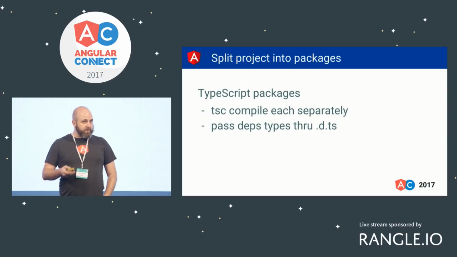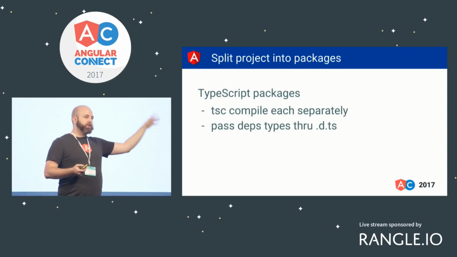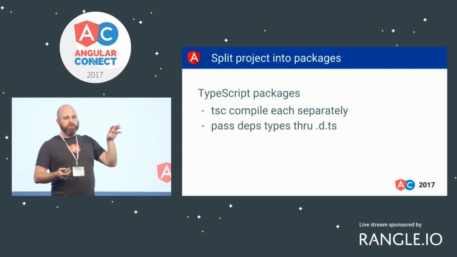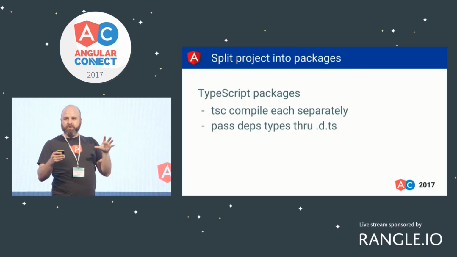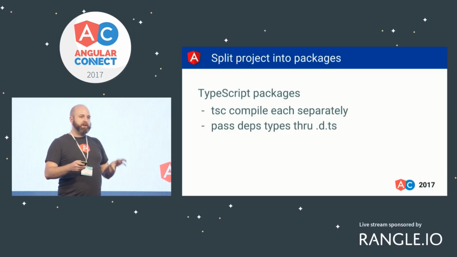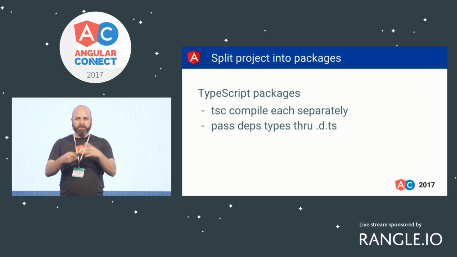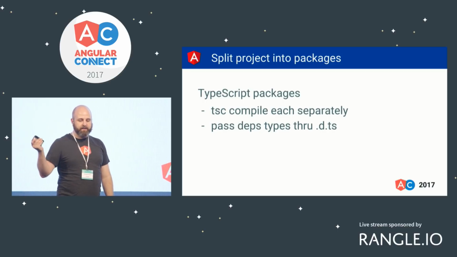So we define TypeScript packages. Each package gets compiled separately, so the TypeScript compiler will execute on each package. All the dependent packages will just receive the .d.ts files, which describe the type shape of the package, so they can type check against it, and they don't need to see the actual sources. So we have packages as units of compilation, and that helps with incrementality.